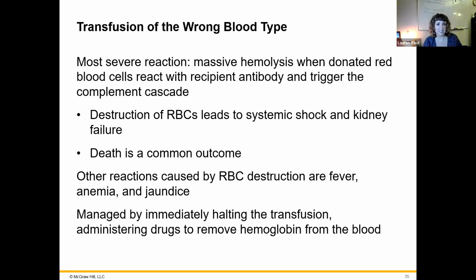That can lead to a systemic shock because the whole body is recognizing what's going on, and to the whole body that is messed up. So it starts reacting appropriately, and then the kidneys will fail due to all the products and the chemicals being released associated with reacting to the broken down cells, as well as the actual broken down cells themselves. So death is common whenever you mix up a blood type. There are other symptoms, I guess they say: fever, anemia, jaundice. It'll be happening before you die.